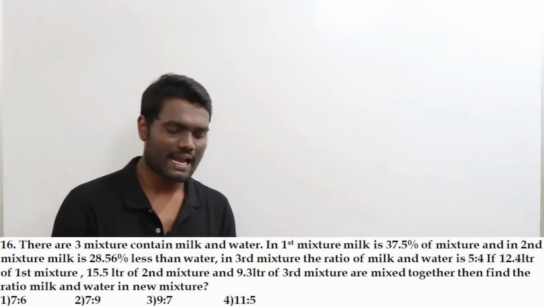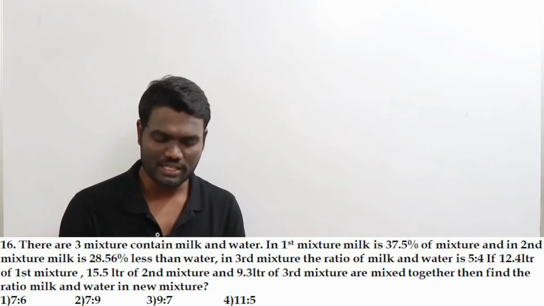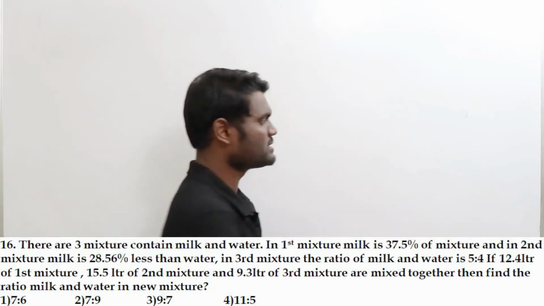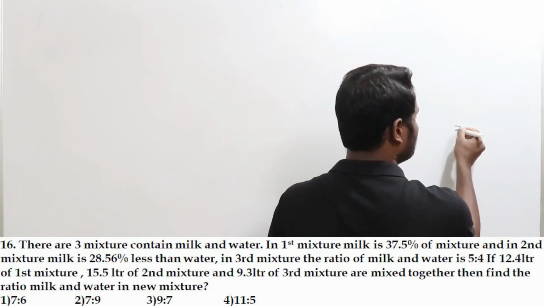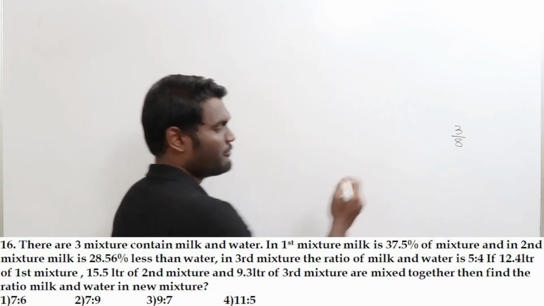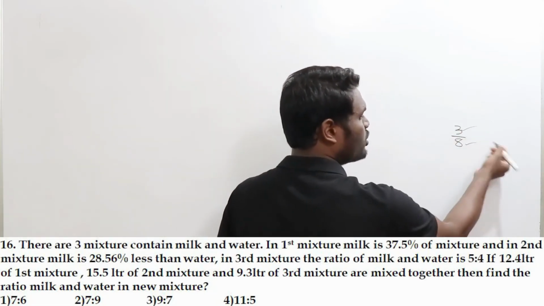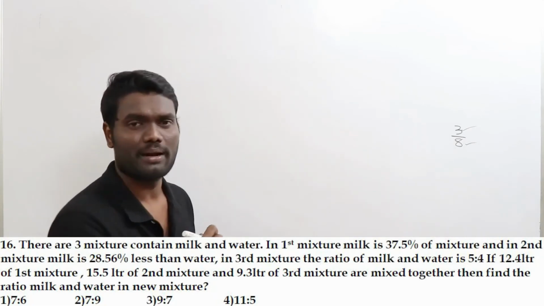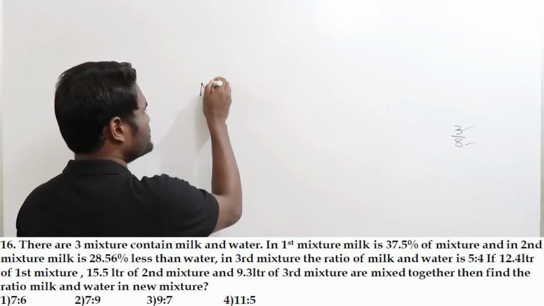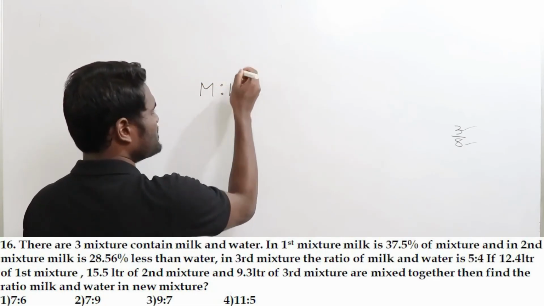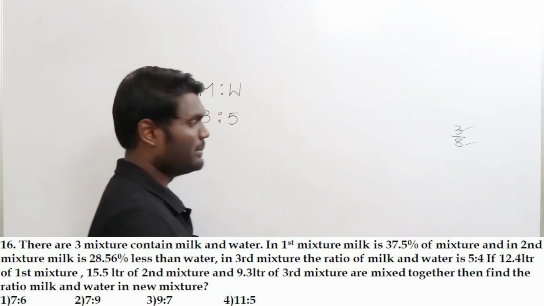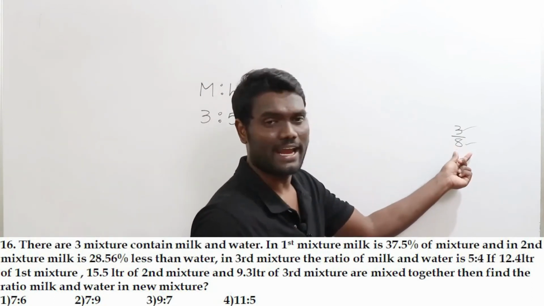There are 3 mixtures containing milk and water. In the first mixture, milk is 37.5% of the mixture. 37.5% is nothing but 3 by 8. It is saying that milk is 37.5%, which means milk is 3 parts out of total 8 parts. The remaining 5 parts will be water. So we can say that the milk to water ratio in the first mixture is going to be 3:5. Why? Because milk is 3 parts out of total 8 parts.